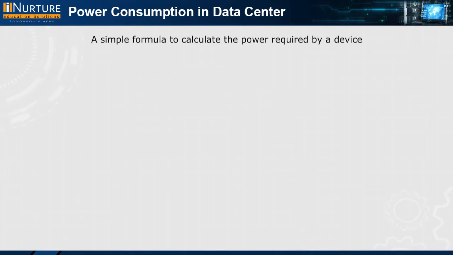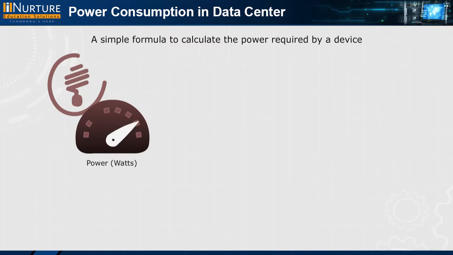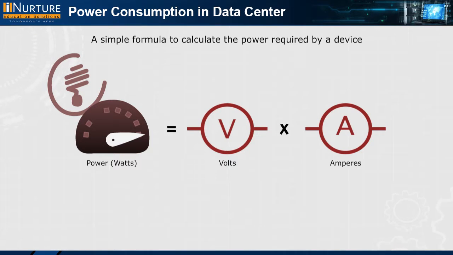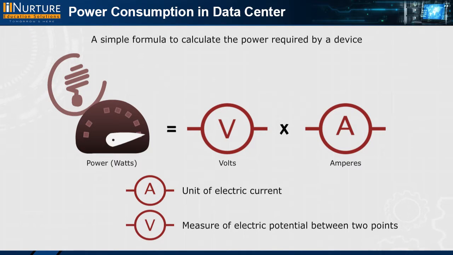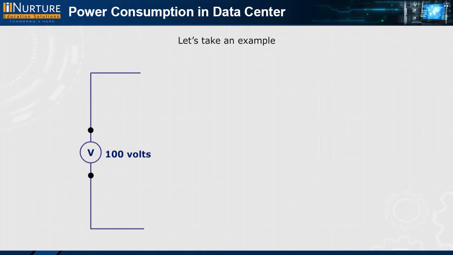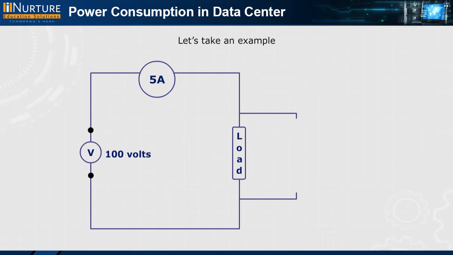How will you work out the power needs for a device? Here is a simple formula to calculate the power required by a device. Power or watts equals volts multiplied by amperes, where ampere is a unit of electric current and volt is the measure of electric potential between 2 points. Let's take an example. When 100 volts is applied to a circuit that draws 5 amperes of electric current, it will dissipate 500 watts of power.